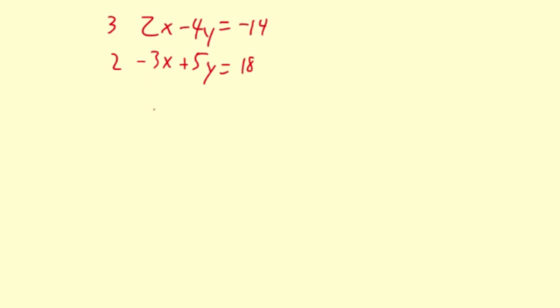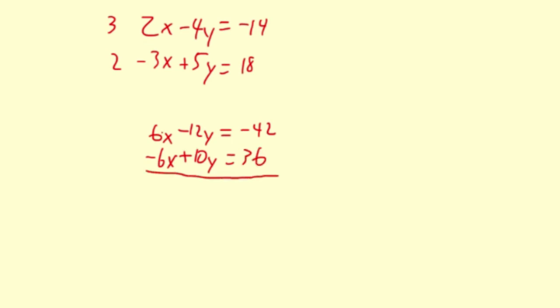So let me go ahead and do that. Here will be my new equation 1. So it's 3 times all three of these terms. 2x times 3 is 6x. 3 times negative 4y is minus 12y. Equals 3 times negative 14, which is negative 42. Then I'm going to multiply the second equation by 2. 2 times negative 3x is negative 6x. 2 times plus 5y is plus 10y. And equals 2 times 18, which is 36.